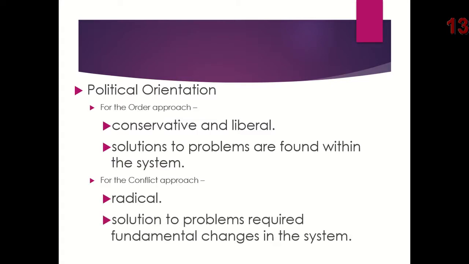Okay, political orientation. There really isn't. I don't know. The book talks about this. I'm not sure I'm really on board, but according to functionalism, there's conservatives and there's liberals, and the solutions are found within the system. So these are voters. This is political movements. This is, you know, grassroots campaigns for third-party candidates. It's setting up to allow the system to work.